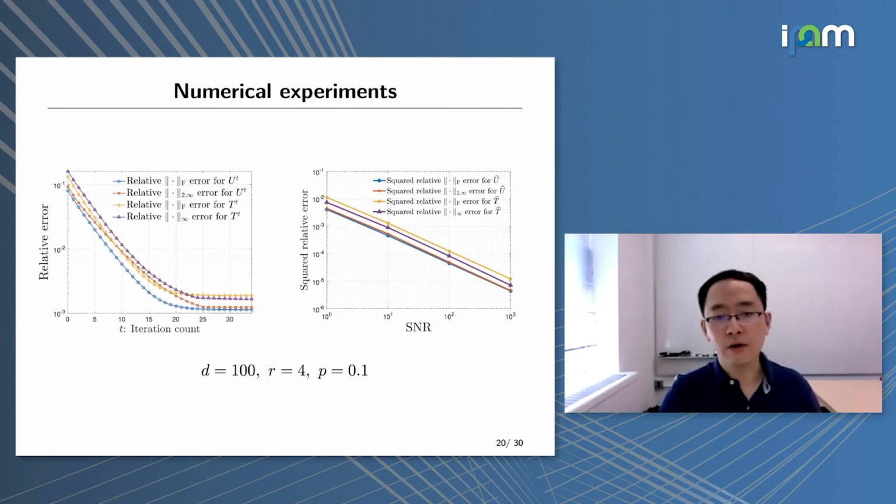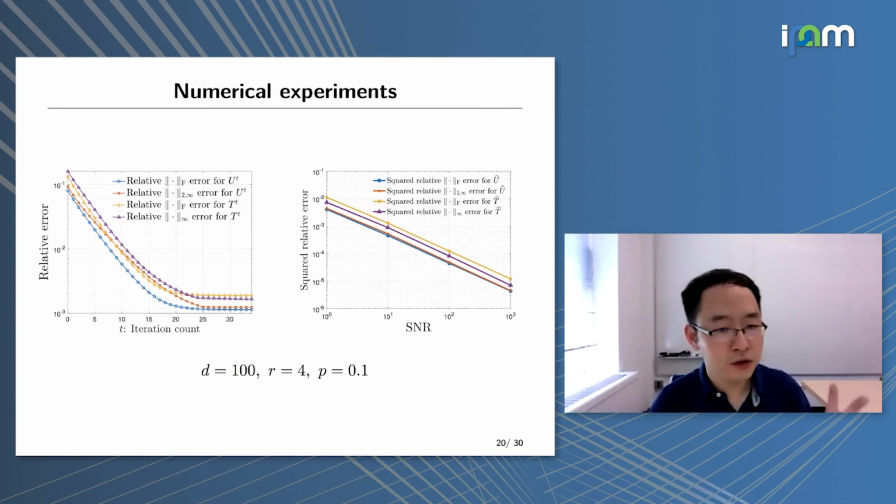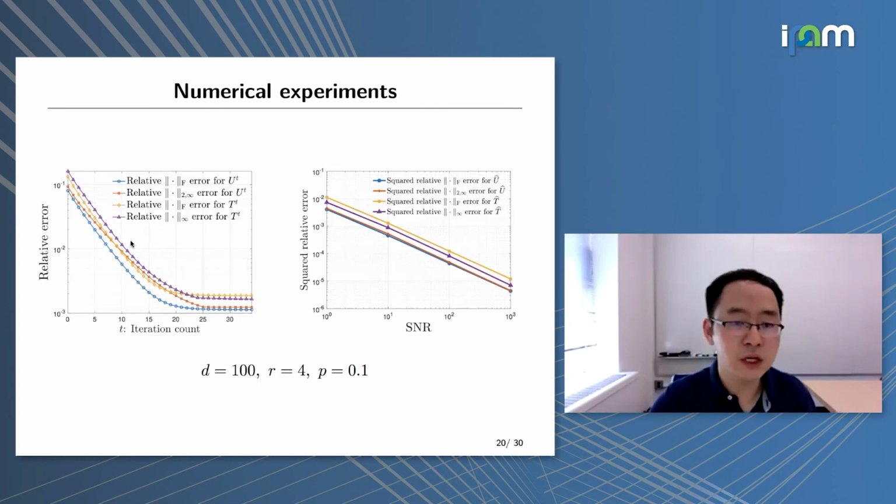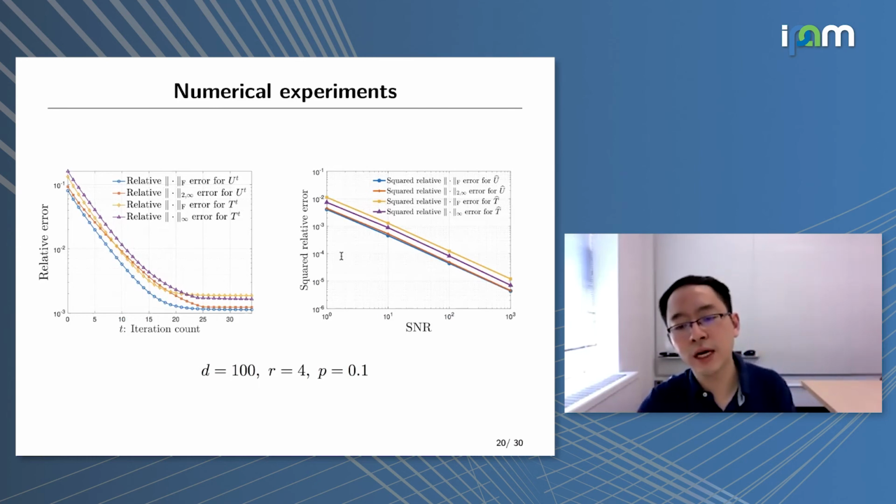We have a few numerical experiments to show that this is an algorithm that can be run in practice. On the left panel, we show that the algorithm really converges geometrically fast until an error floor is hit. Here, the y-axis is plotted on the logarithmic scale, so this really means linear convergence. On the second panel, we show that the quality of the solution degrades gracefully as the signal-to-noise ratio decreases.